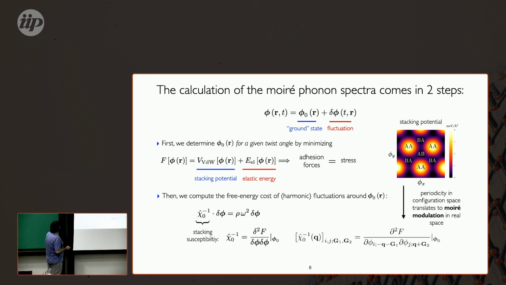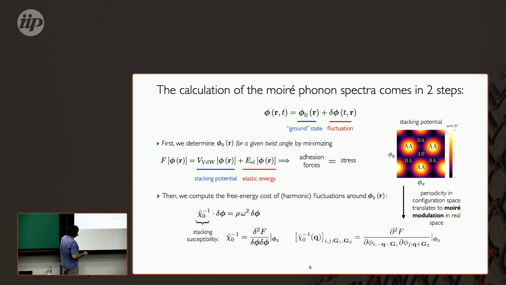So you minimize this, so basically you have to solve the nonlinear saddle point equations describing adhesive forces equals stress. And then you expand in fluctuations, you stop at harmonic order, and then basically you compute this object. And this is an important point: because of this periodicity in configuration space, once you introduce a boundary condition, in this case the twist, it is always going to be manifested in some spatial modulation with some periodicity. In this case, the boundary condition is the twist angle that imposes the periodicity of the Moire period. So everything is going to be translational invariant in the Moire superlattice.